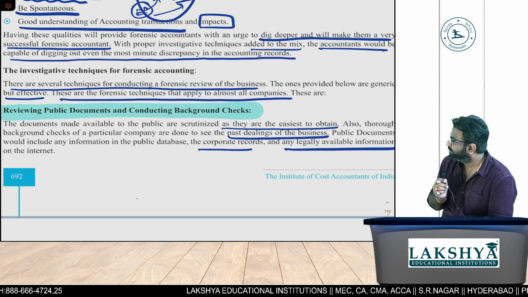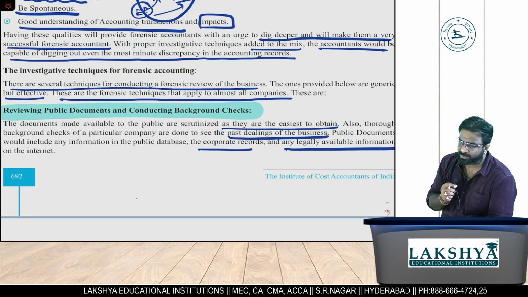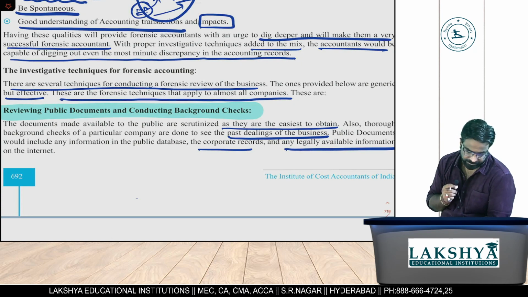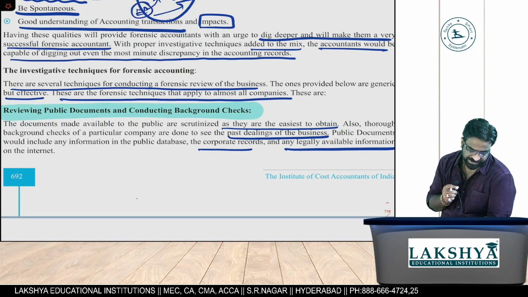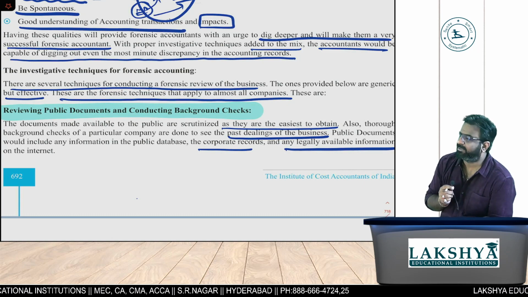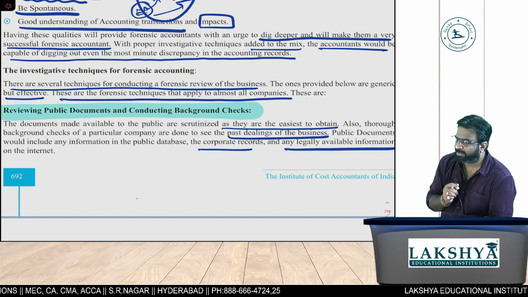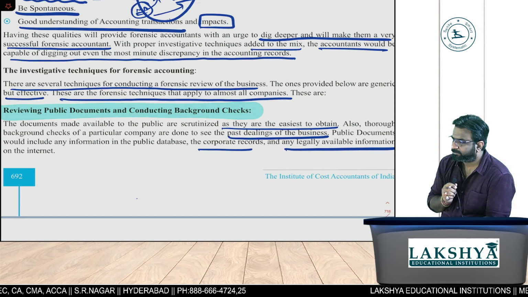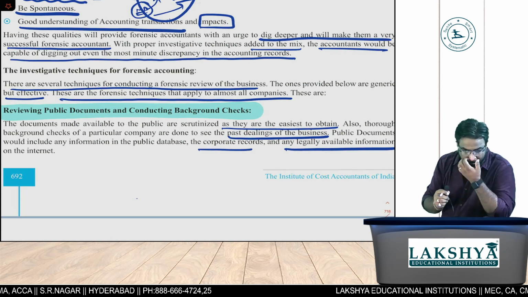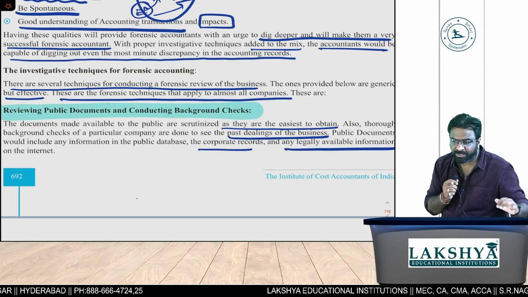Example, searching any legally available information on the internet.